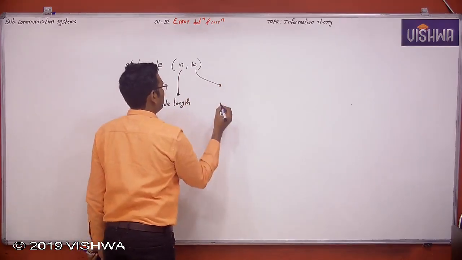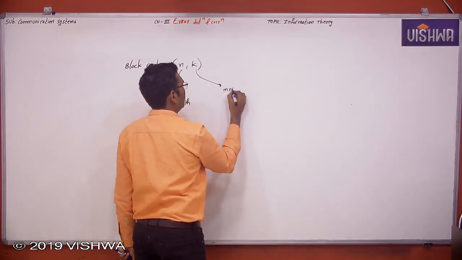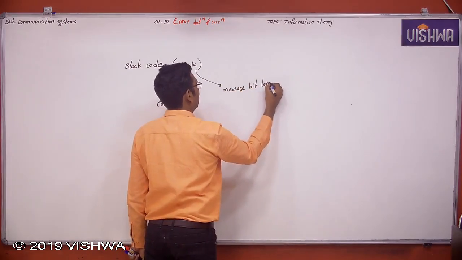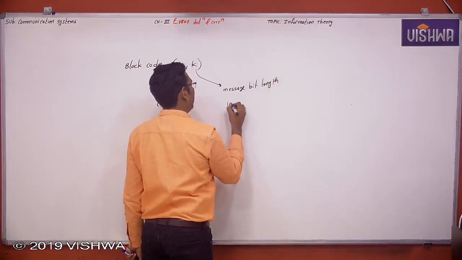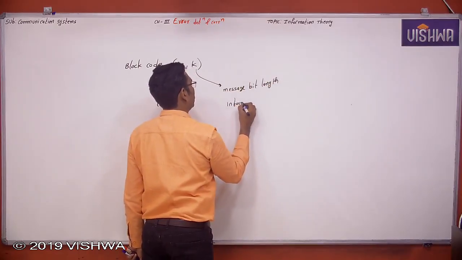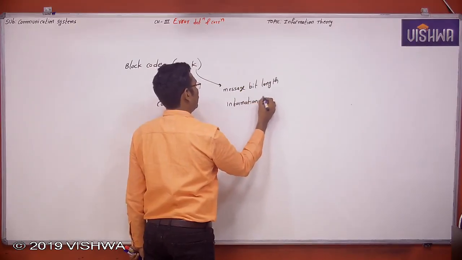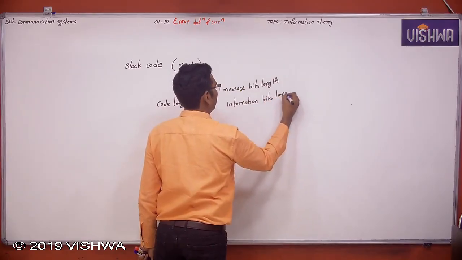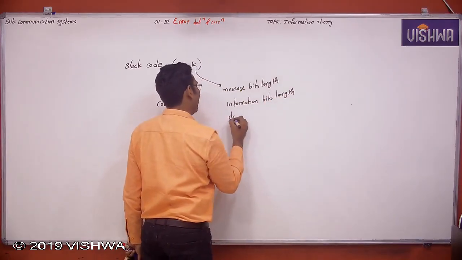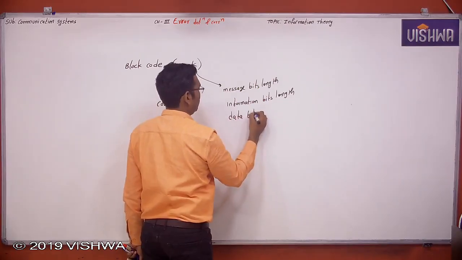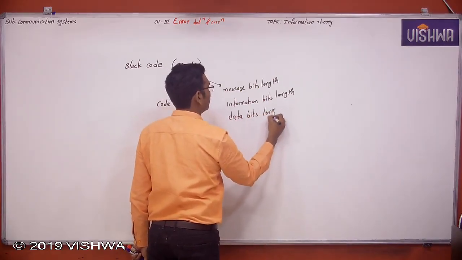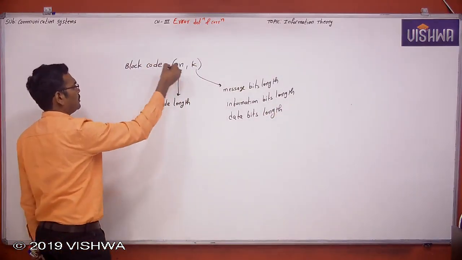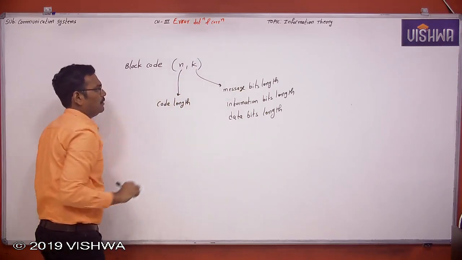This k is the message bit length, or information bits length, message bits or information bits length, or sometimes called data bits length. All are the same. Okay, clear or not? So this is a block code representation where n is the code length, k is the message bit length.